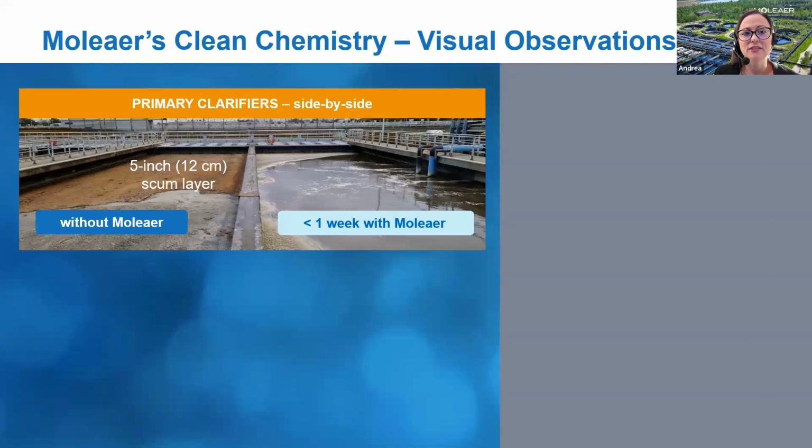So what are the visual effects of Moleaer's clean chemistry? Well, you can see here in a side-by-side comparison on primary clarifiers. So rectangular primary clarifiers. The clarifier on the left is not receiving injection of Moleaer's clean chemistry. The clarifier on the right is. Prior to receiving Moleaer's clean chemistry, both of these basins had a stable scum layer of 5 inches. Within 1 week of treatment, Moleaer system was able to completely remove or break down that 5-inch scum layer.